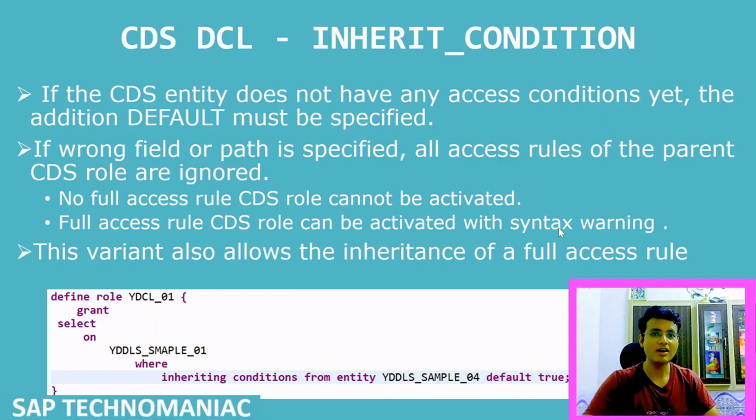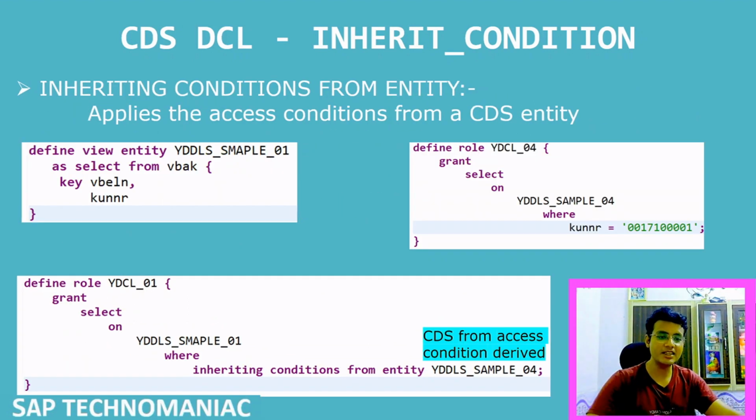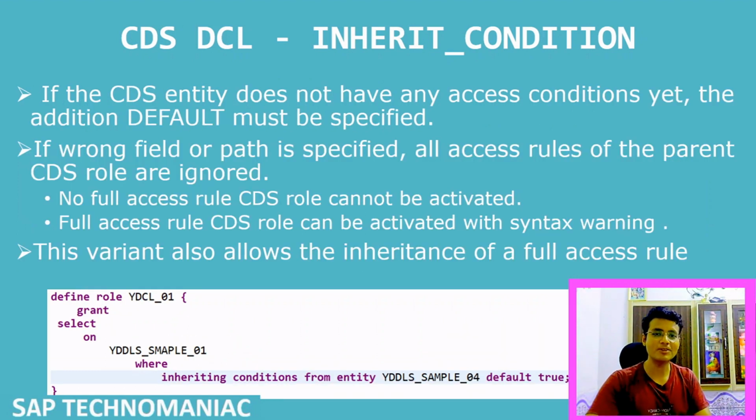The warning appears because the fields available in your DCL are not available for the current CDS entity for which you are defining the role. This variant also allows the inheritance of full access roles. In the previous variant, inherit for grant, we were not able to inherit roles which have full access. But in this case, if some CDS entity has full access, we can inherit those CDS entities as well. For the role we are creating, the same role will be applied to these CDS entities too.